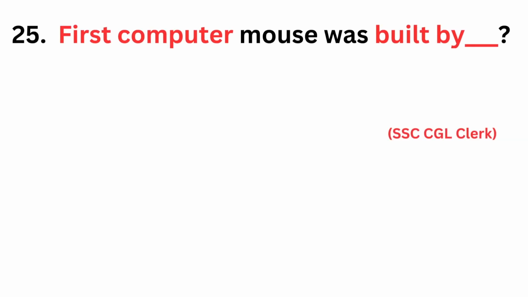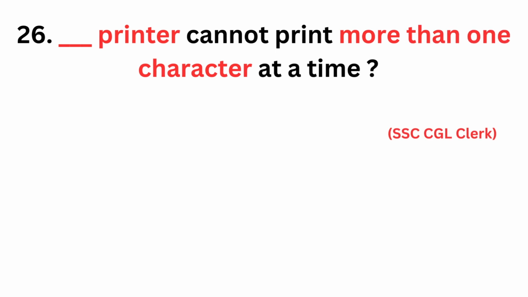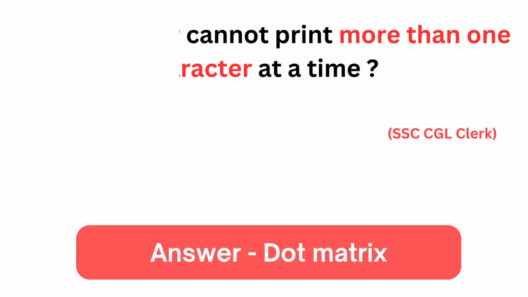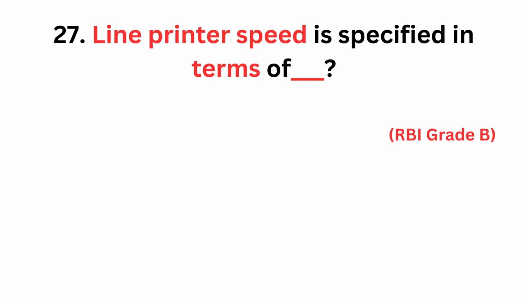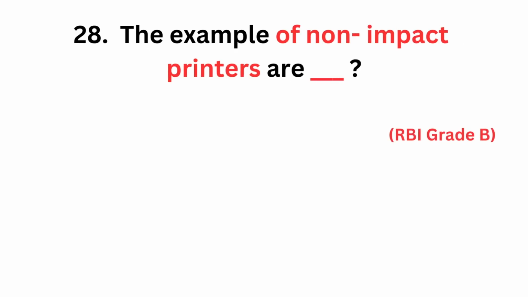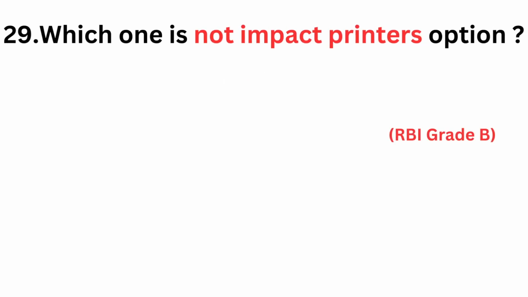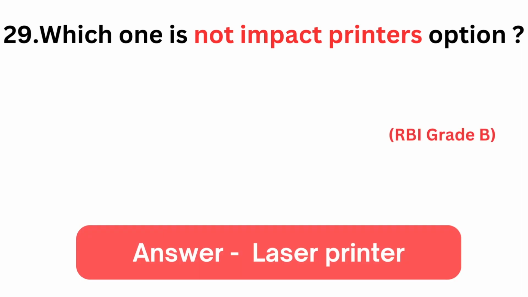First computer mouse was built by whom? Douglas Engelbart. What printer cannot print more than one character at a time? Dot matrix. Line printer speed is specified in terms of what? CPM, characters per minute. The example of non-impact printers are what? Inkjet, laser. Which one is not impact printers option? Laser printer.